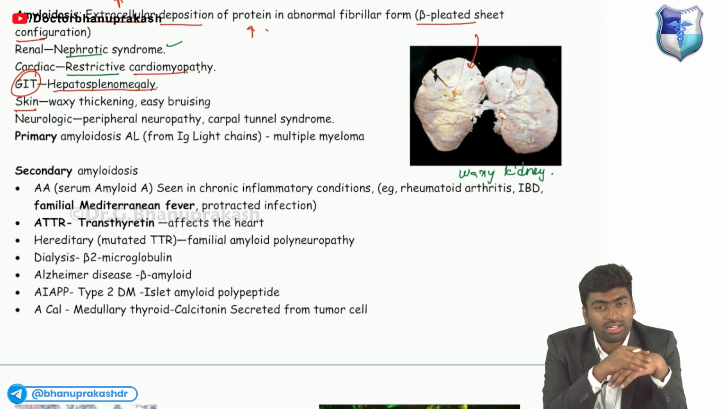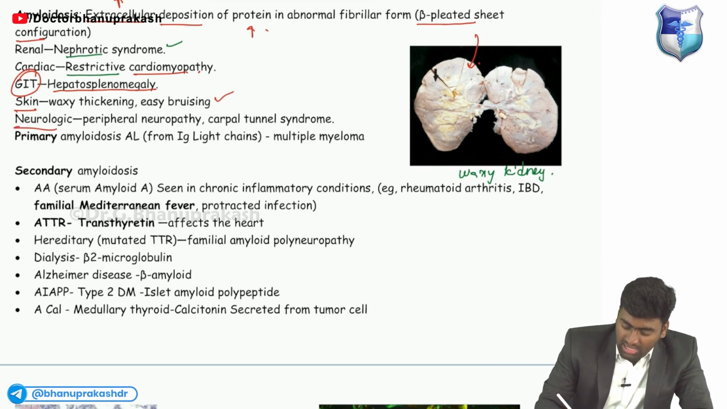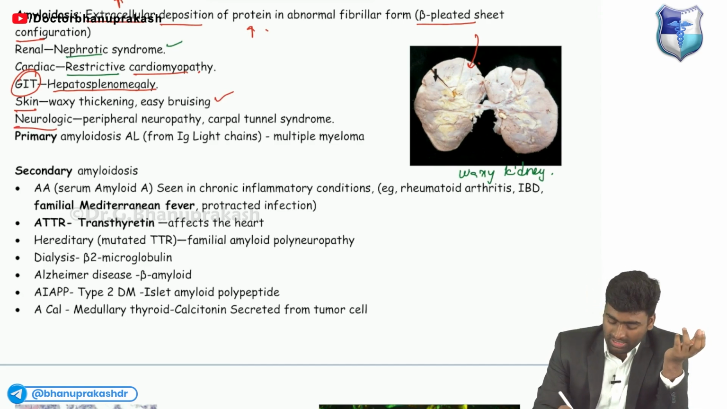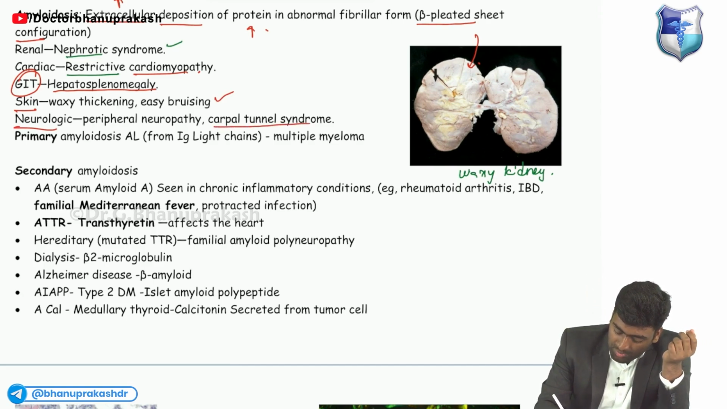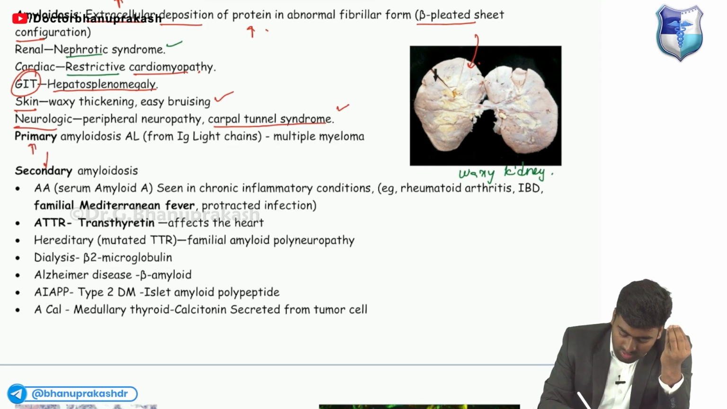The skin will be waxy, thickened, right? There will be waxy thickening, and it will be easily bruisable. And neurologically, it may accumulate near the nerves and cause compression, which is carpal tunnel syndrome. And there are different types of amyloidosis.